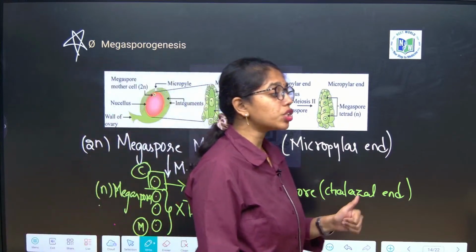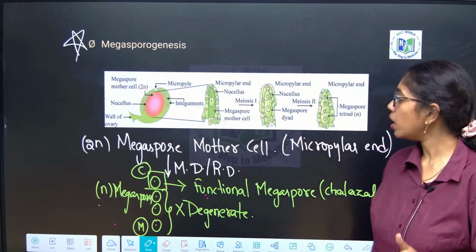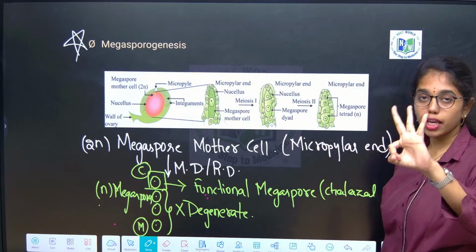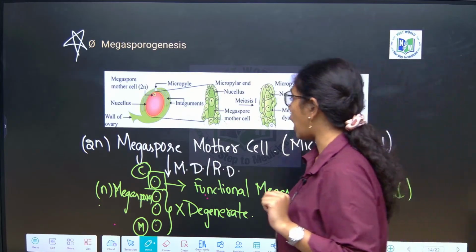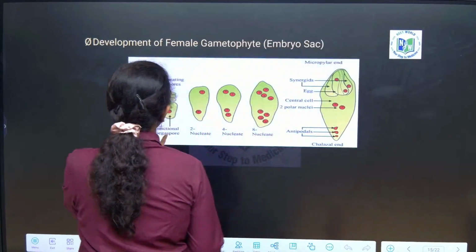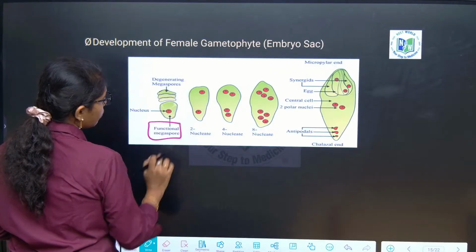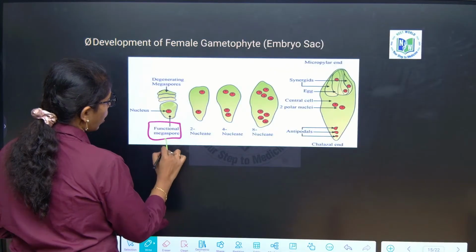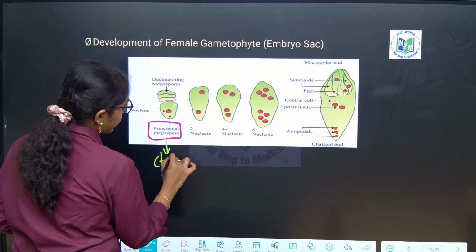Now, this functional haploid megaspore will undergo 3 sequential mitotic divisions. How many divisions? Here you can see one functional megaspore, which is at the chalazial end.